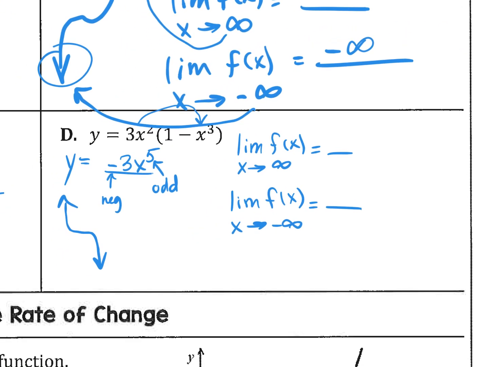So if that is my graph picture, what do I fill in? As x goes to the right, what goes here? Good. Negative infinity. As x goes to the left, what goes here? Positive infinity, doesn't it? Negative infinity, positive infinity.